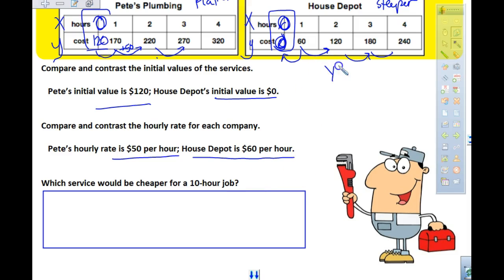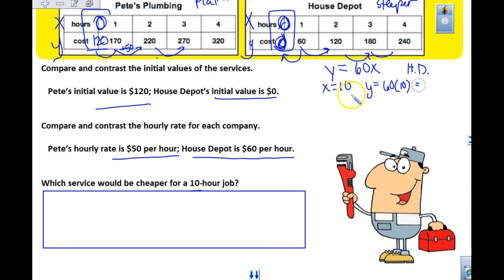House Depot's equation would be y equals, the rate of change was what? 60x. That's for House Depot, right? If we replace x with 10, if x equals 10, how much would it cost us? 60 times 10 would charge us $600, right? They're going to come out and work at our house for a 10-hour job. We're going to go to House Depot's equation, which was this, because it was plus 0. They're going to charge us $600, okay?